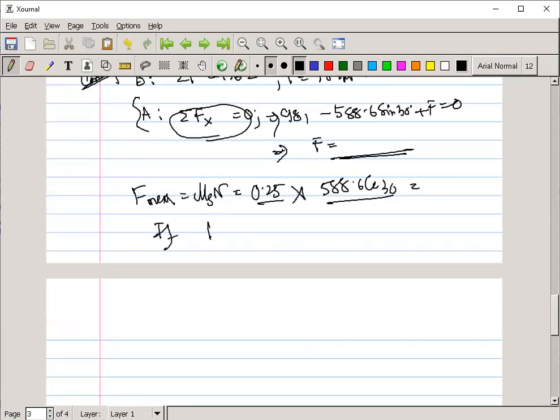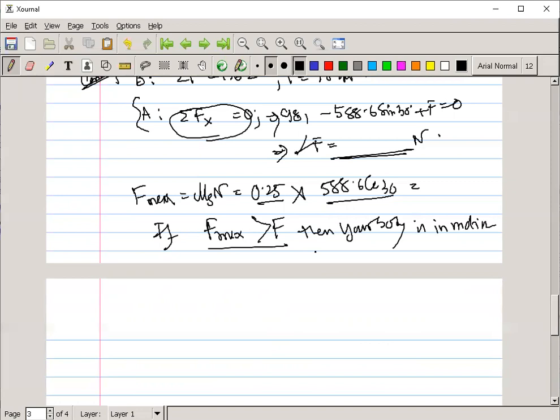If f max is larger than this f value, please tell also this value. If it is, then your body is in motion. Okay, if it is the condition, if fx is lesser than the f, means this f value should be higher with respect to f max, meaning we have to overcome the static equilibrium so that we can write your body is in motion.